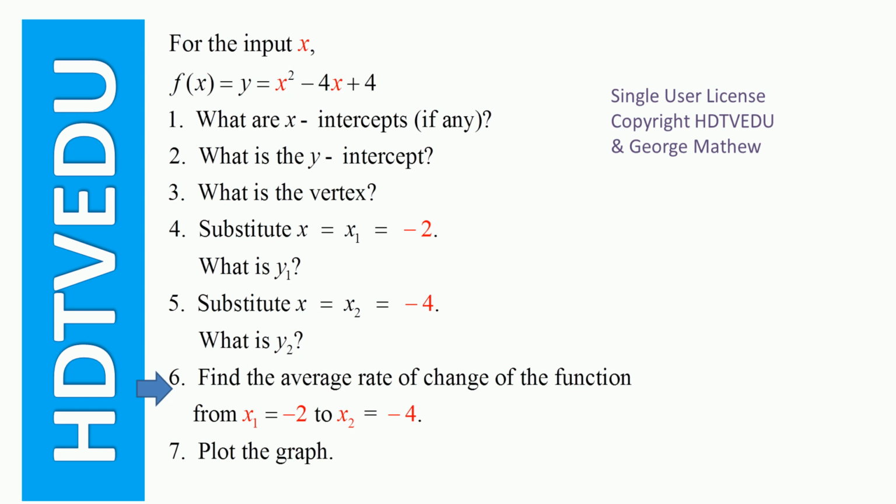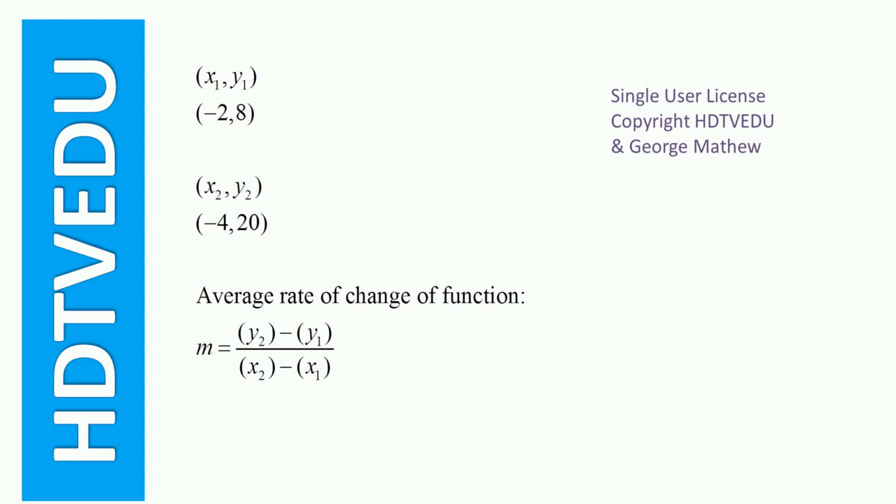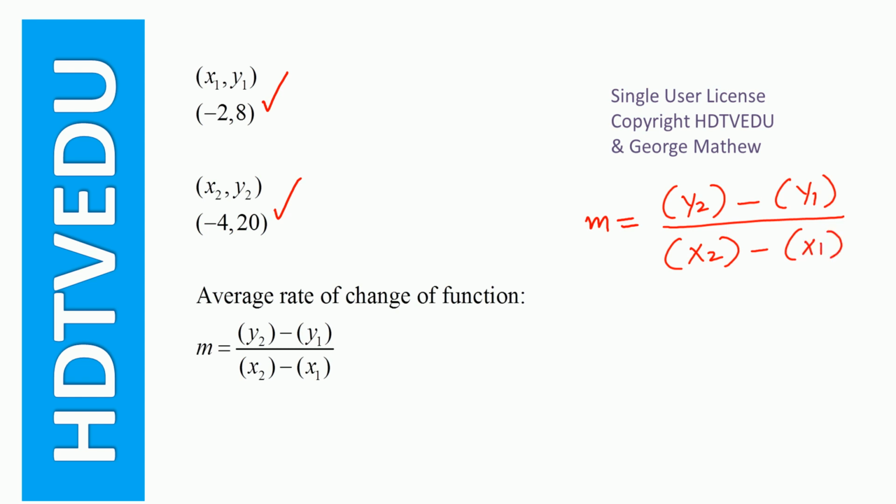Find the average rate of change of the function from x equals negative 2 to x equals negative 4. So what are our points? Our points are negative 2, positive 8, and negative 4, positive 20. So your m, average rate of change of the function from x equals negative 2 to x equals negative 4, is given by y2 minus y1 over x2 minus x1. What is y2? y2 is 20. What is y1? y1 is 8.